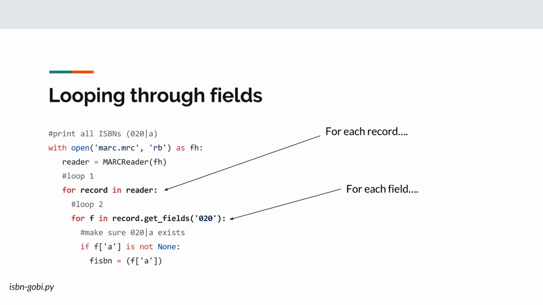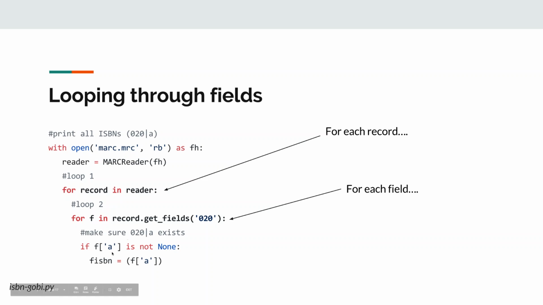So what this example does is it's looking at each record. So this is loop 1, for each record in the reader. And then without even doing anything, I'm already going into my second loop, which is for some variable f. I just made that up. Again, you can use whatever letter you like, and then in record get fields. So what this statement does is it's looking for each field, for each 020, for each ISBN.